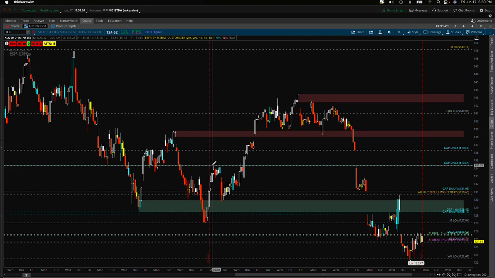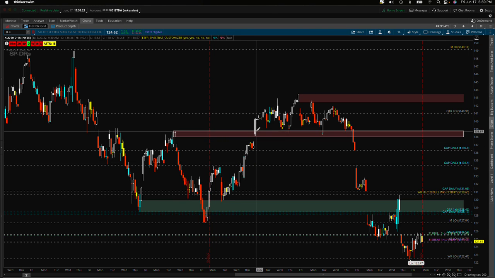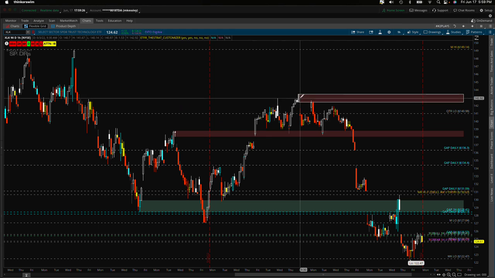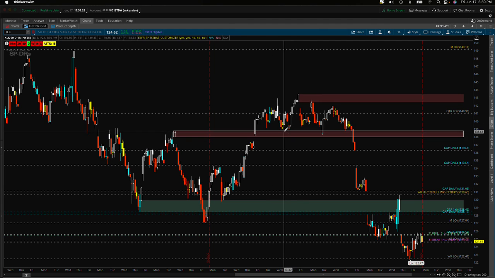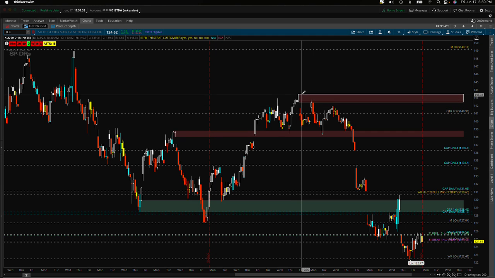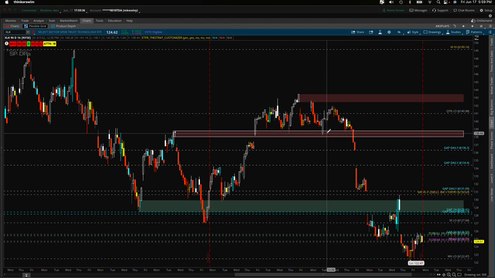It paused here for a bit. Came back down to the demand zone. It blew through this brief supply zone, and then it went up to the supply zone. It came back down and the supply zone became a demand zone. And then it went to the next supply zone. Price rejected immediately. It came back to this supply zone, demand zone.